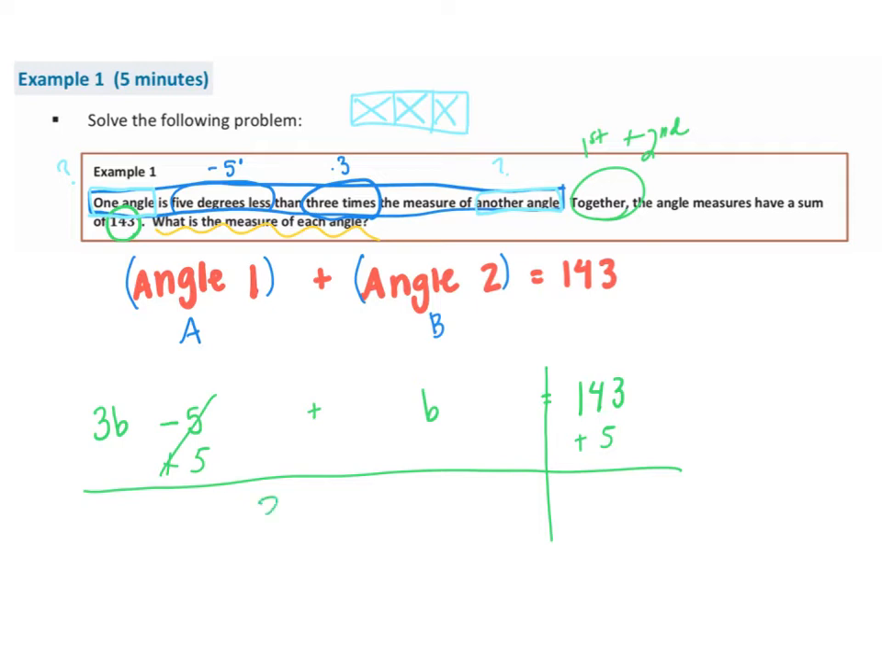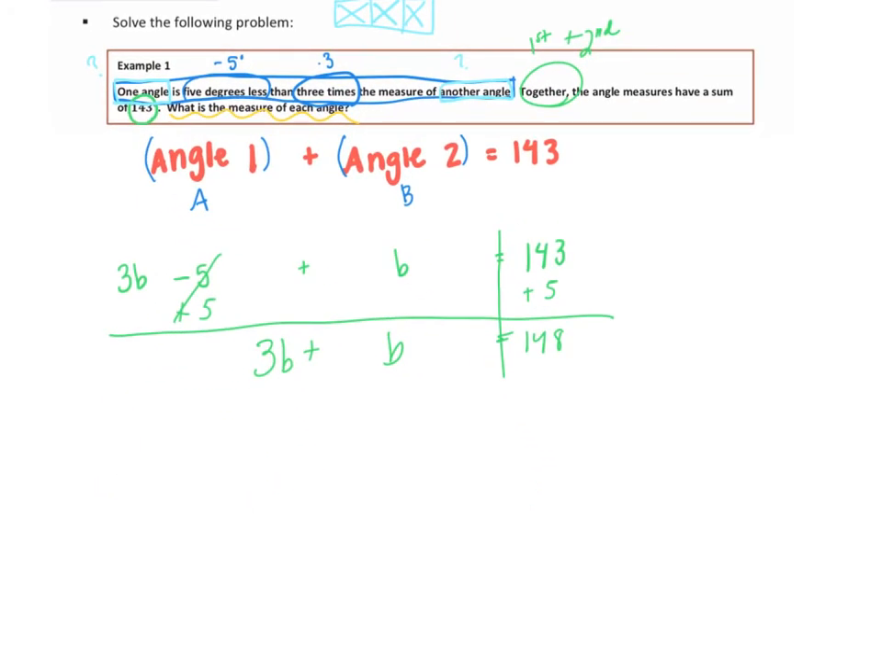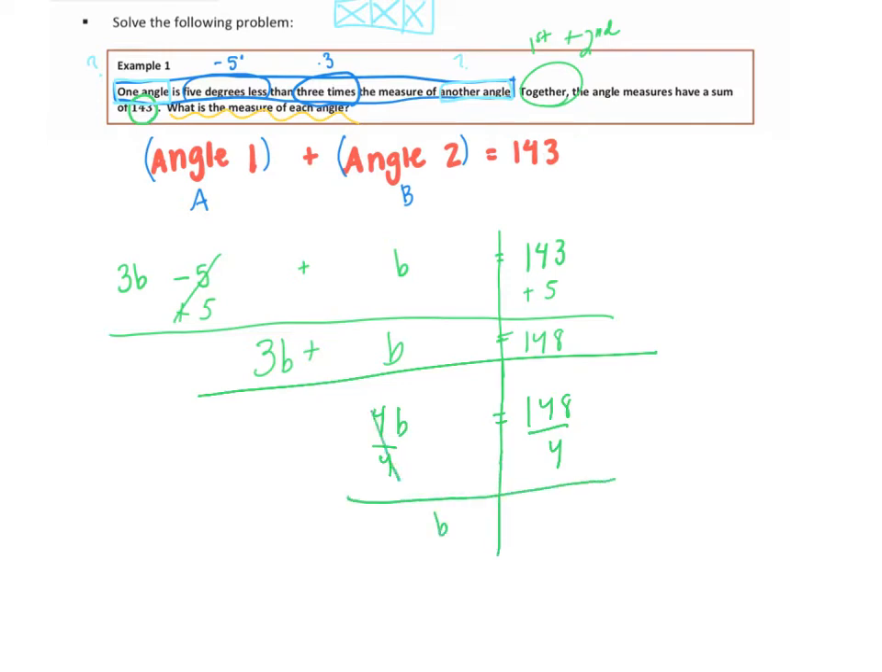I get 3B plus B equals 148. Okay? Let's zoom out a little bit. I'll continue. 3B's plus 1B is 4B's equals 148. Now to get B completely by itself, I just have to divide by 4. Divide by 4. And then on this side it cancels. I'm left with just B equals 148 divided by 4.